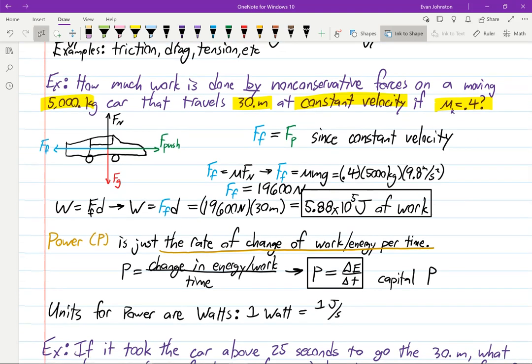Now, our next big idea is just this topic of power. And so what the heck is power? You look at a light bulb in your house, you go, oh, it's 80 watts, it's 100 watts, it's, I don't know, 9,001 watts, right? Well, power is just the rate of change of work per time, or energy per time.